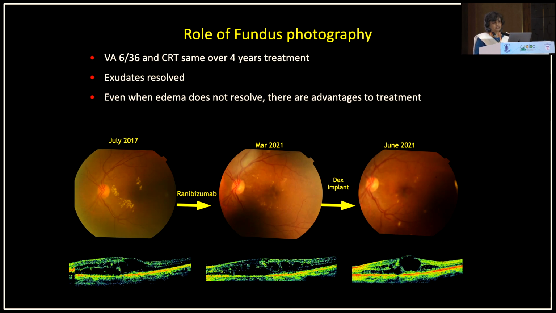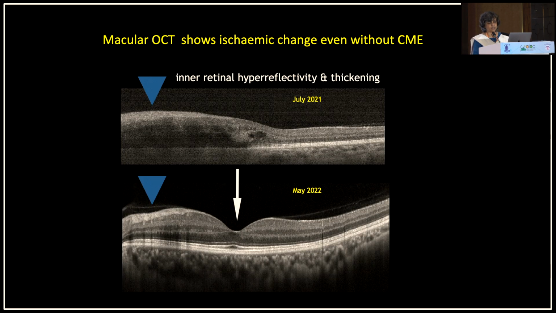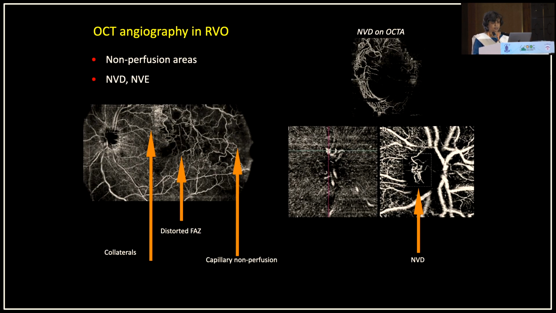This is again a patient that was treated with 2 injections over 3 years. Now the OCT would show that there is no change, but the photograph shows that the exudates have resolved. So we have prevented exudates from coming into the foveal center. On OCT, even if the edema goes away, the OCT continues to show the ischemia as a hyperreflective area.